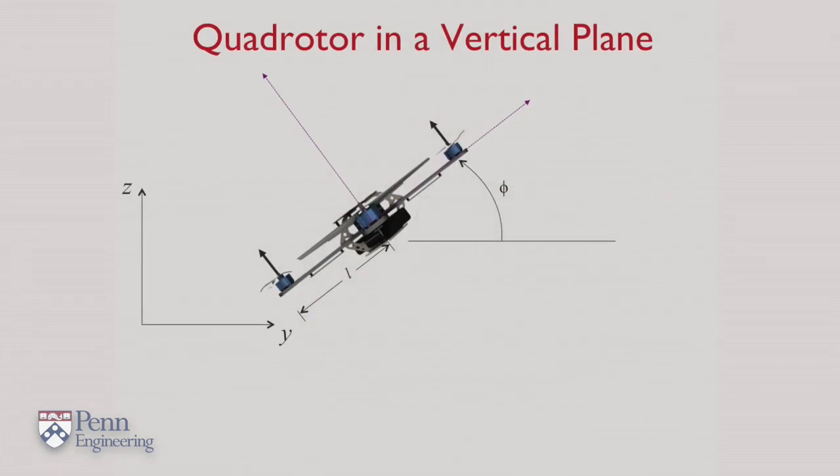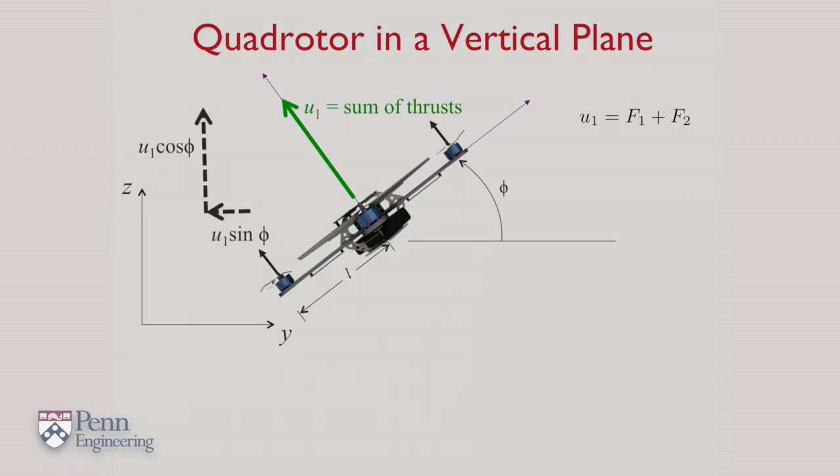So what you see here is a diagram of a vehicle in the vertical plane. The propellers apply a thrust, and the sum of these thrusts, actually 4 thrusts for a quadrotor, is the vector u1. That vector u1 now has 2 components, one in the horizontal direction and one in the vertical direction. The difference of the thrusts contributes to the moments, and that's u2.